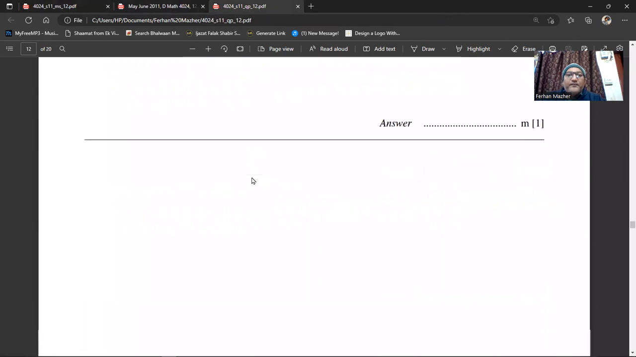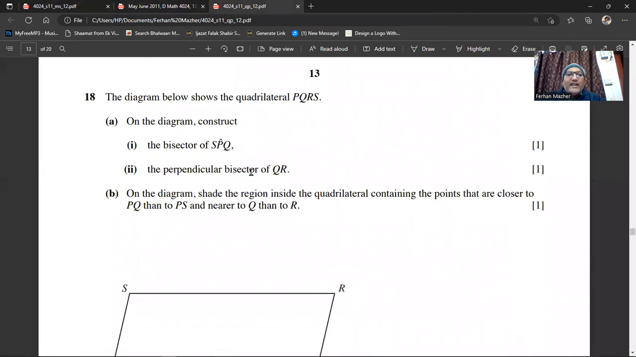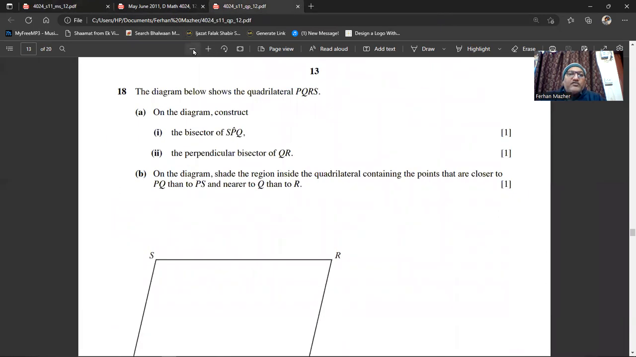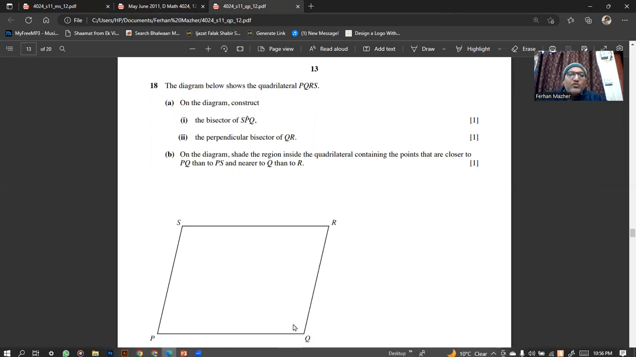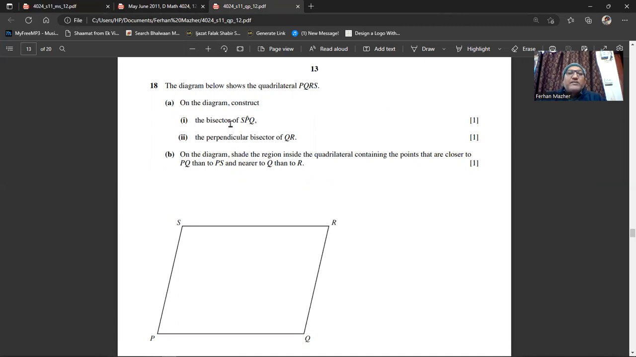Okay, so question number 18 is coming up on your screen. The diagram below shows the quadrilateral PQRS. Let me reduce the size so you can see. On the diagram, construct the bisector of angle SPQ. I want the angle bisector of this angle. These are the two arms of this angle, PS and PQ. So I want to draw the angle bisector of angle P.